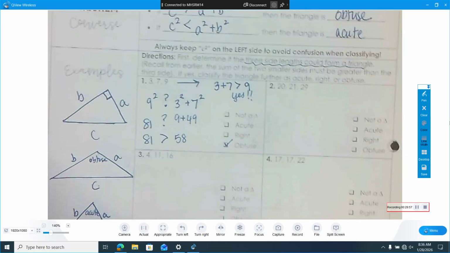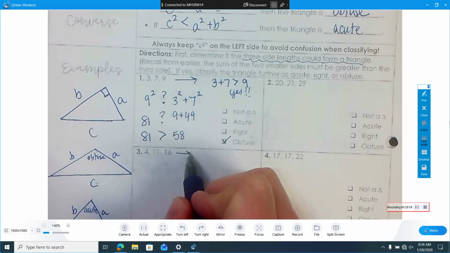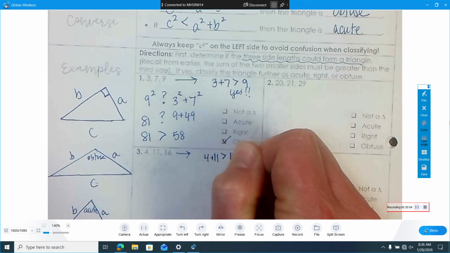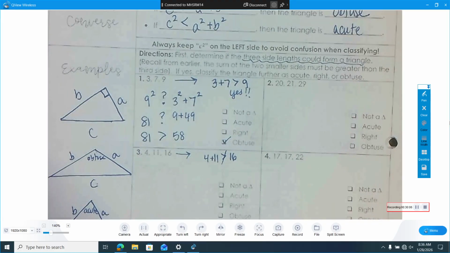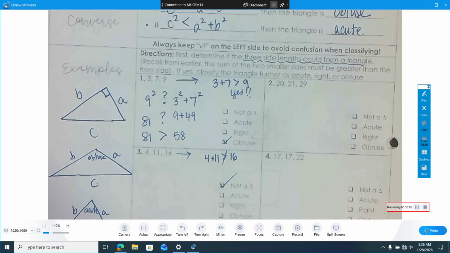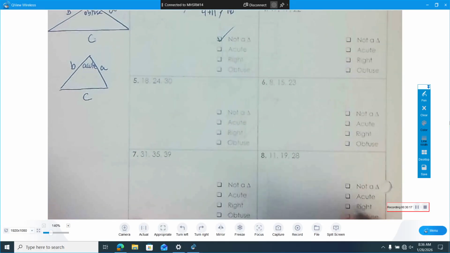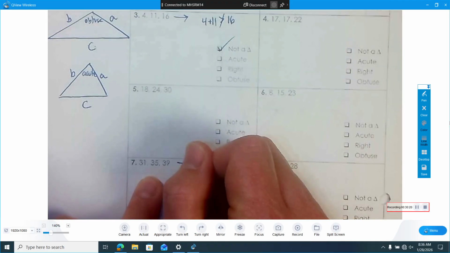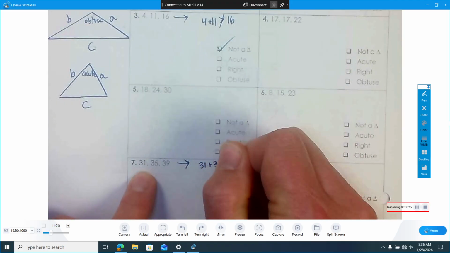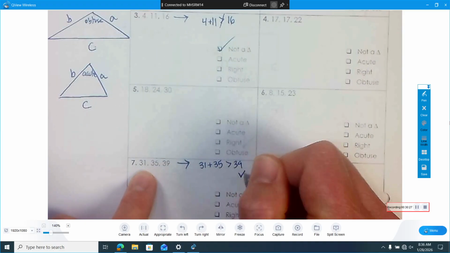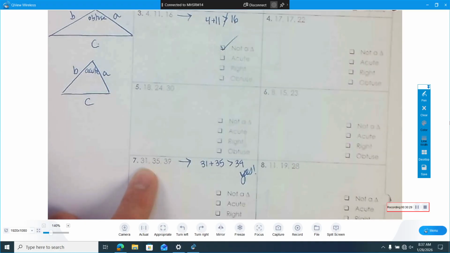Let's look at number 3. First, is it a triangle? No. 4 plus 11 is not greater than 16. 15 is not greater than 16, so this is not actually a triangle. Let's go down to number 7. Again, I want to check to see, is it a triangle? 31 plus 35, is it greater than 39? Yes, it is, so we have a triangle.